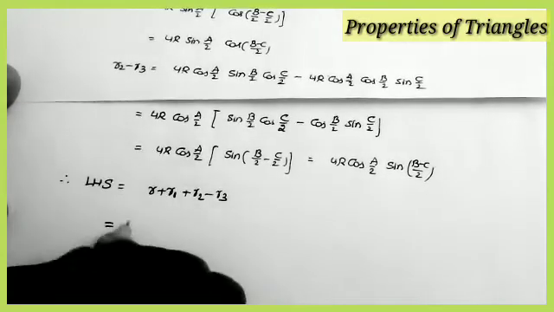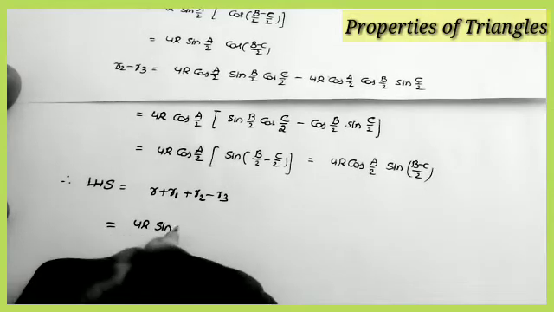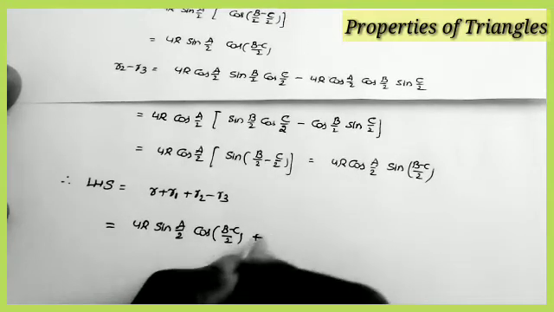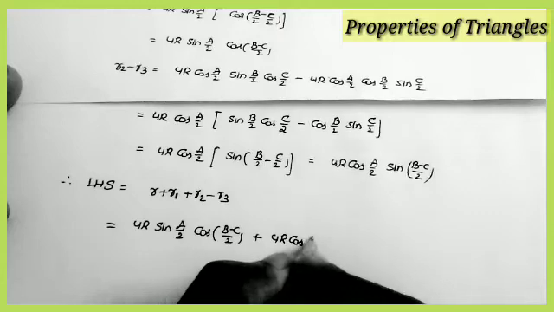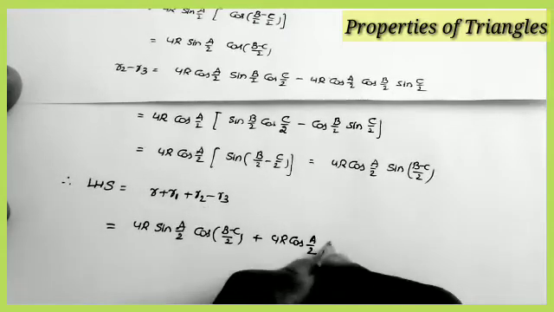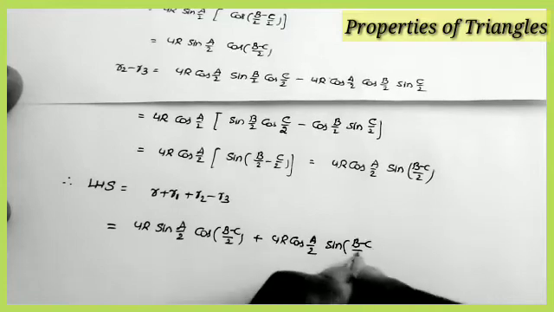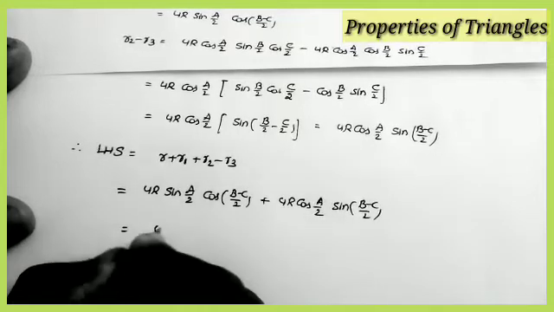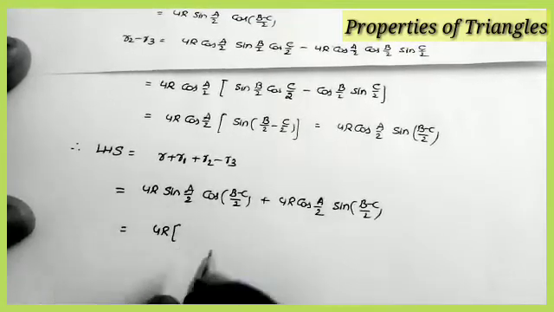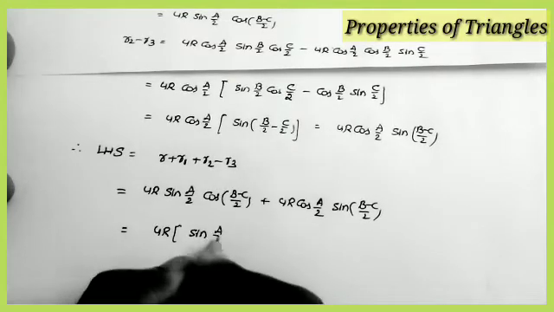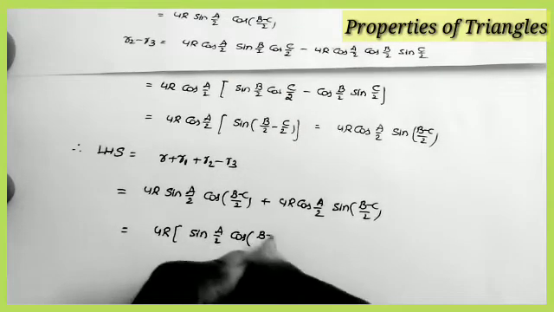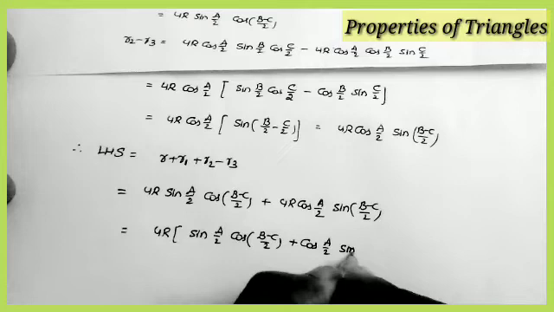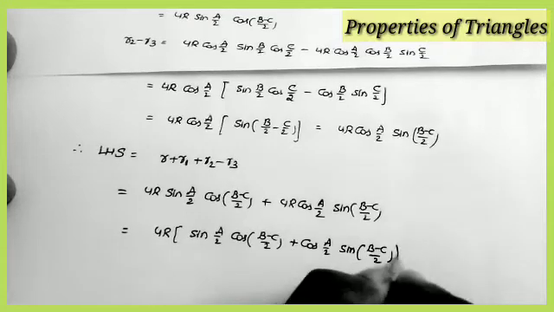Now what is the answer of R plus R1? 4R sin A by 2 cos of B minus A by 2. The simplification of the first two terms is 4R sin A by 2 cos of B minus A by 2, and the answer of the remaining two terms is 4R cos A by 2 sin of B minus A by 2. Writing the first and second values. Again, what is common in these two? Only 4R. Taking 4R common, sin A by 2 into cos of B minus C by 2 plus cos A by 2 into sin of B minus C by 2.